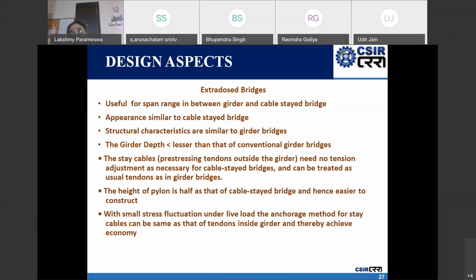Another type of construction which is coming up in large number is the extradosed bridge. Basically, this is a type of bridge which is in between your girder bridge and a cable stayed bridge. Though in appearance it looks like a cable stayed bridge, structural characteristics are more towards a girder bridge. And the girder depth is also less than that of the conventional girder bridge. But the stay cable, unlike that of a cable stayed bridge, here the stay cable tension need not be adjusted. And also the height of the pylon for the extradosed bridge is maybe almost half that of the cable stayed bridge.